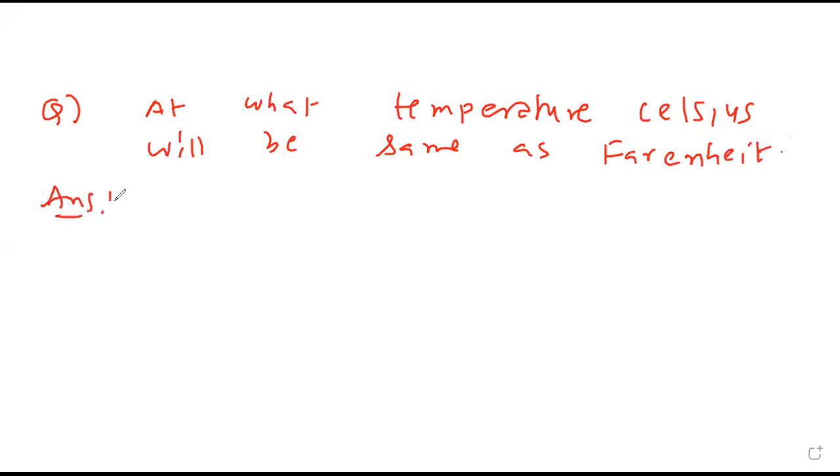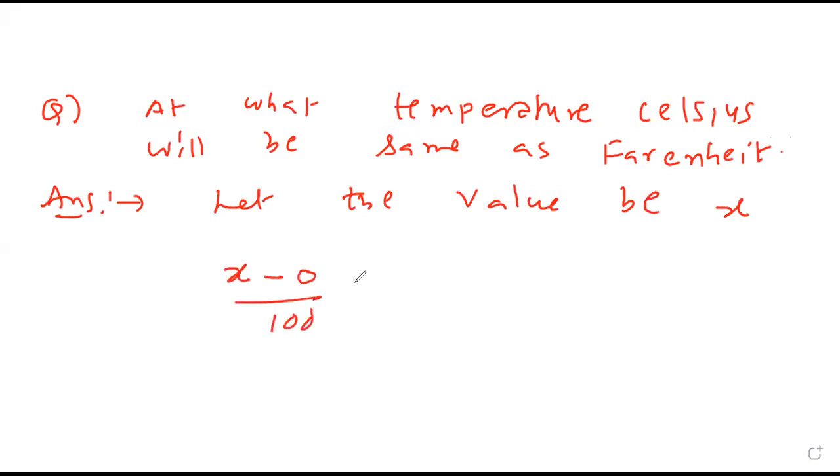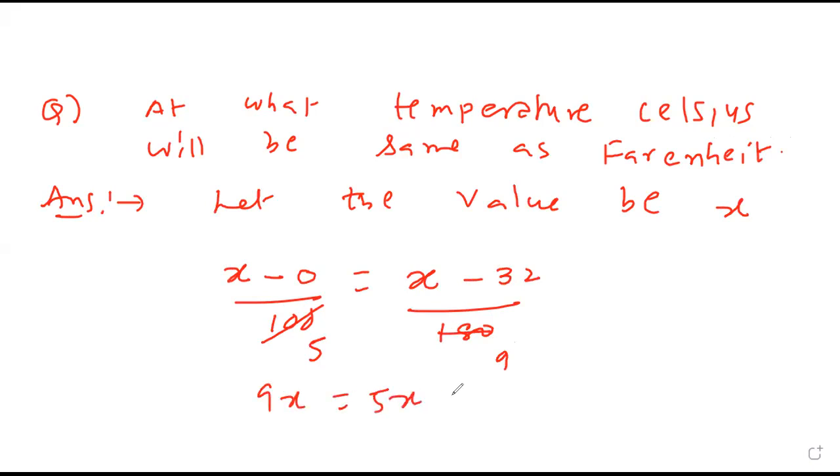Let us check. Let the value be x. So x degree minus 0 upon 100 is x Fahrenheit minus 32 upon 180. Both are the same thing. 20 into 5, 20 into 9. So 9x equals 5x minus 5 into 32.